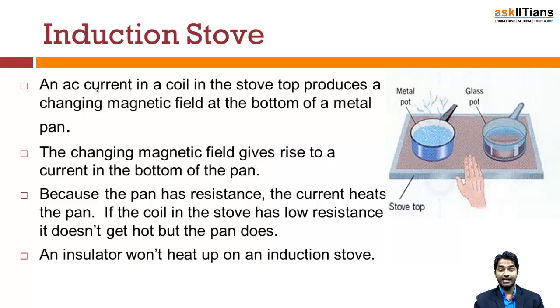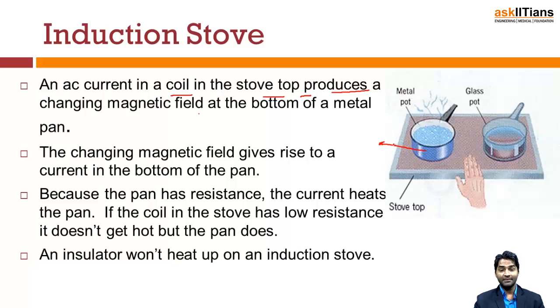We can say an AC current in a coil in a stove top produces a changing magnetic field at the bottom of the metal pan. A special type of pan is used for this induction cooker so that it can experience the maximum heating effect. If we use iron or aluminum or any other type of device, because we already discussed the concept of eddy currents, eddy current causes heating loss.